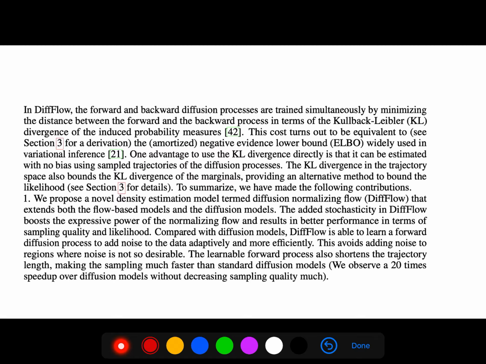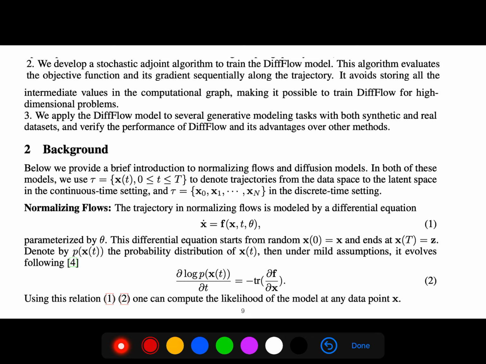This cost turns out to be equivalent to the negative ELBO, as we call it. But one advantage of using KL divergence directly is that it can be estimated with no bias using sample trajectories of the diffusion process. The KL divergence in the trajectory space also bounds the KL divergence of the marginals, providing an alternative method to bound the likelihood.